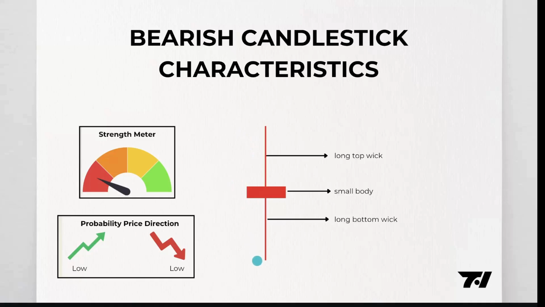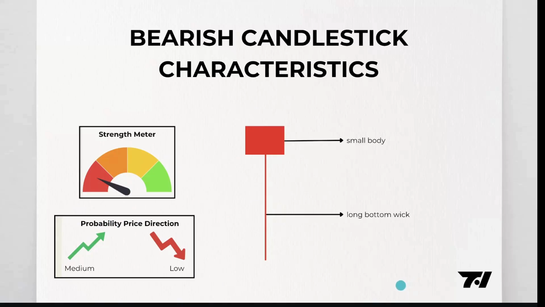But then it also got rejected again and closes very close to the opening price, right? Because the closing price of a bearish candle always makes up the bottom of the body. So that's telling you that price is very indecisive. It doesn't know whether it wants to move up or down. The strength of this candle is very low, and the probability of price going higher or lower is low for both directions.